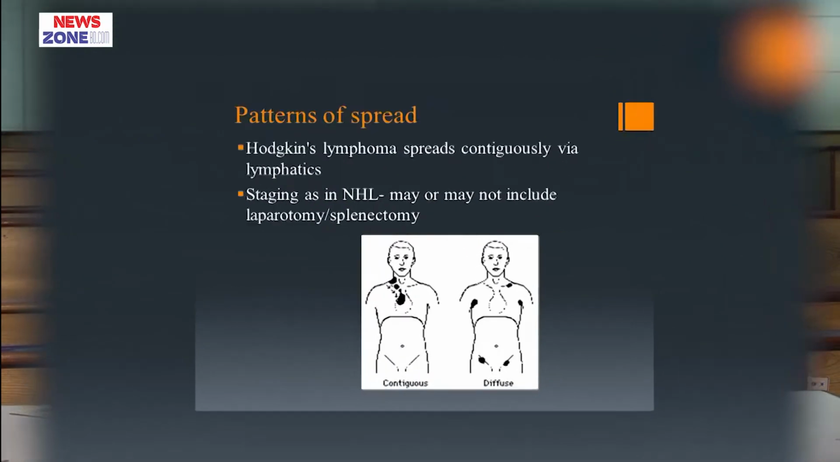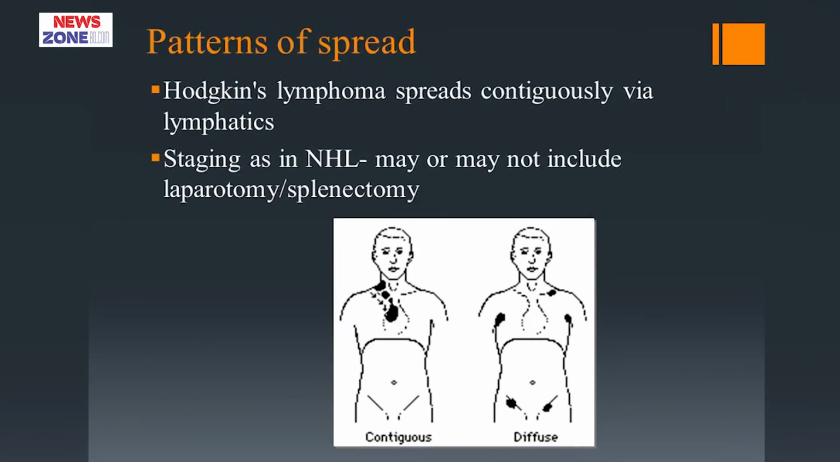And then we will proceed to the clinical patterns. In Hodgkin's, what do we find? As you see in the picture, the lymph nodes are contiguous, continuous with the adjacent group of lymph nodes. But in non-Hodgkin's lymphoma it is diffuse, one lymph node here, one lymph node there. So, in Hodgkin's and non-Hodgkin's, the mode of involvement of the lymph nodes is different.